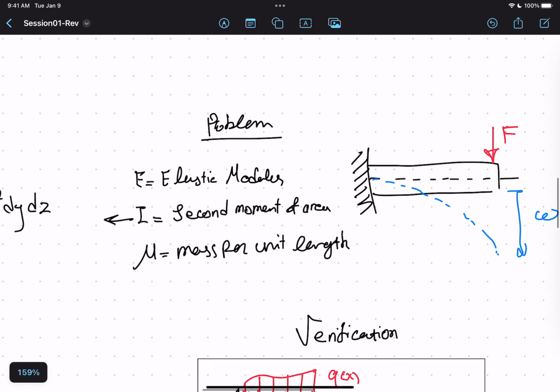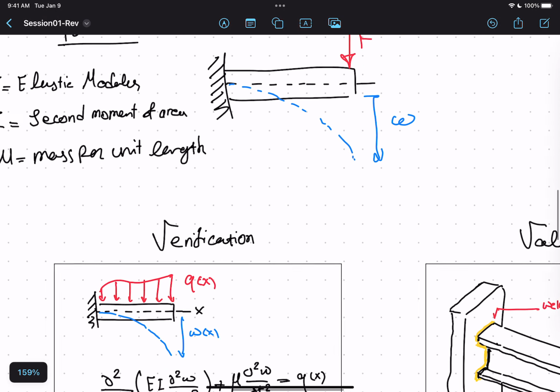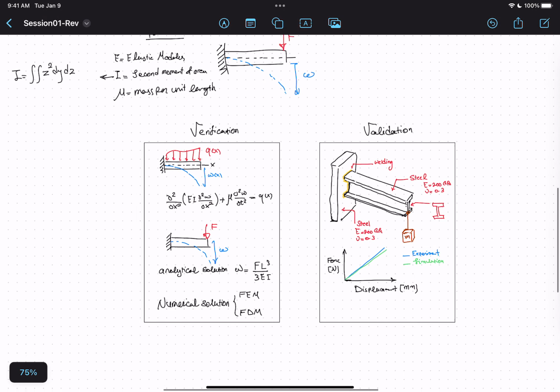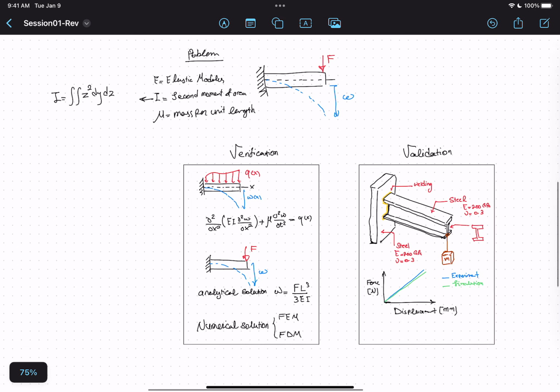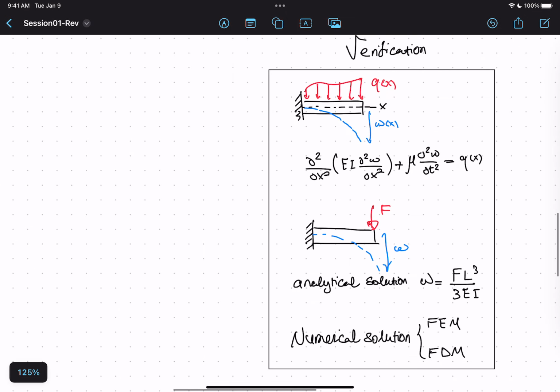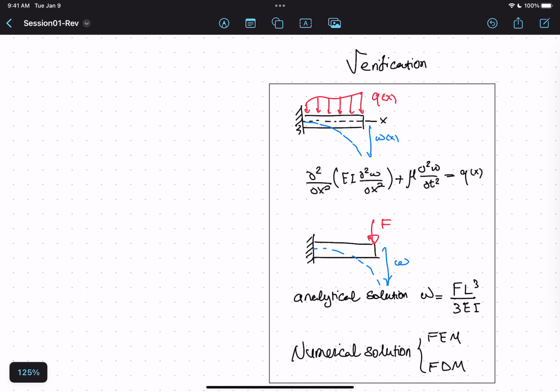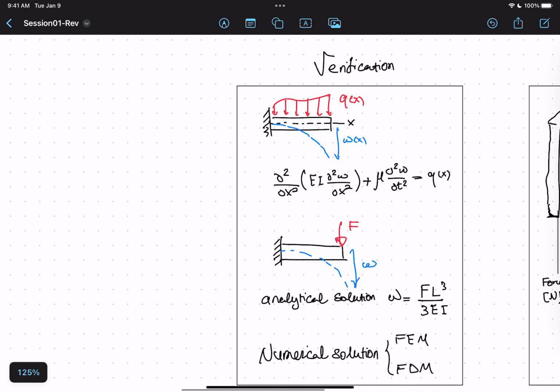So we have two boxes here, verification and validation. This is our two boxes. So I start with verification. For verification, we know that the equation of motion of the beam is like this. We have a fourth order equation of motion.